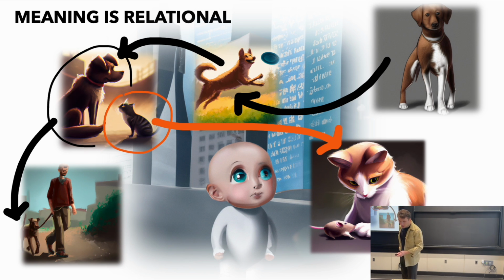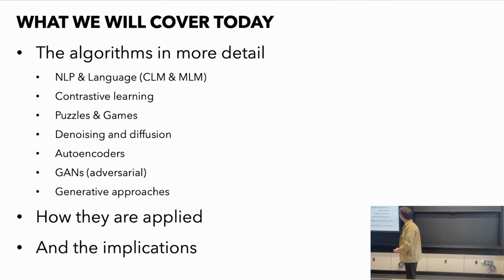And yeah, so today we will go through the algorithms. We'll start off with natural language processing, NLP, and language. We'll cover CLM and MLM. CLM is causal language modeling, and then we have masked language modeling. Then we'll talk about contrastive learning, puzzles and games, denoising and diffusion, autoencoders, GANs, so generative adversarial networks, and generative approaches in general. And then we'll see how those are applied and what the implications are around these approaches. All right, so let's get started.